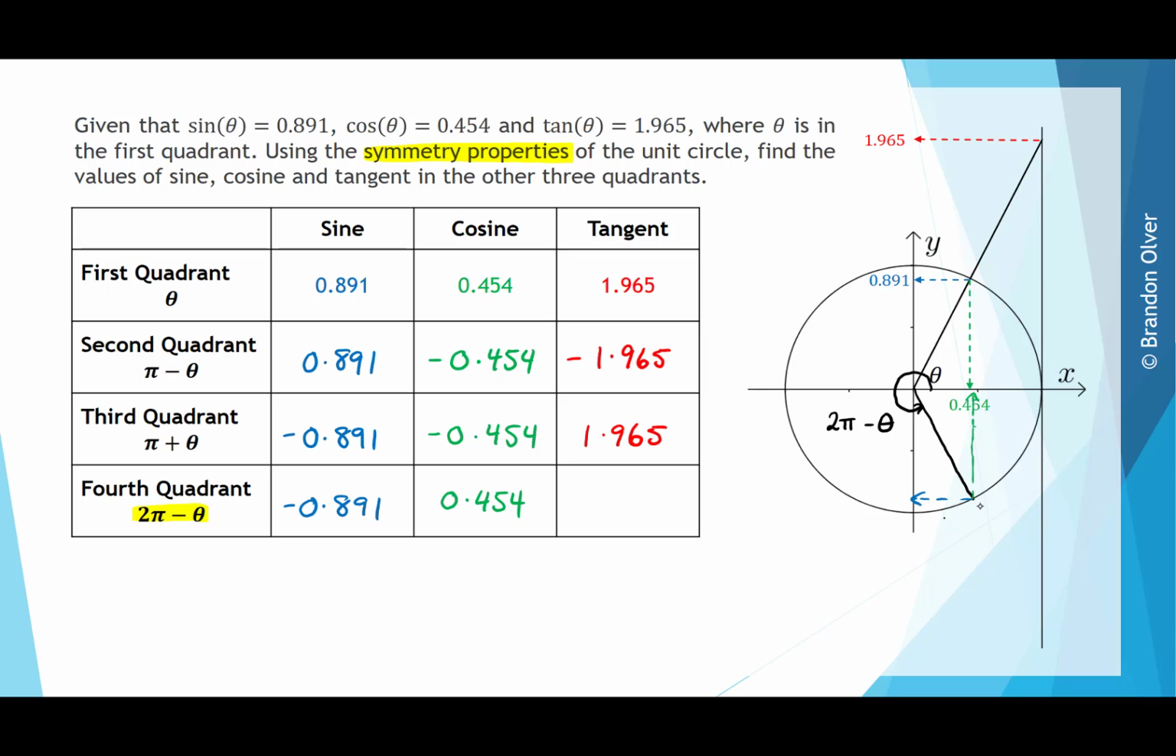And finally, if we extend this line down until it intersects the tangent line, we can see that the tangent value is going to be negative 1.965. So they are the values for sine, cosine, and tangent in the other three quadrants of the unit circle.